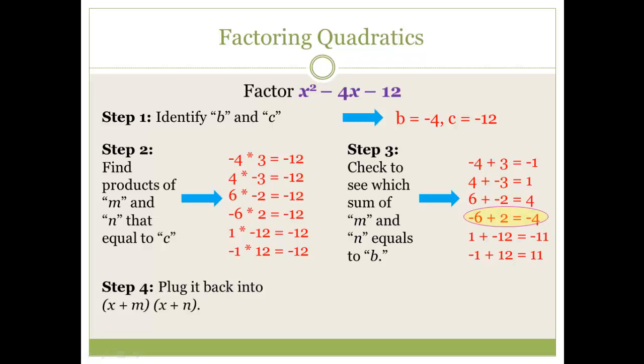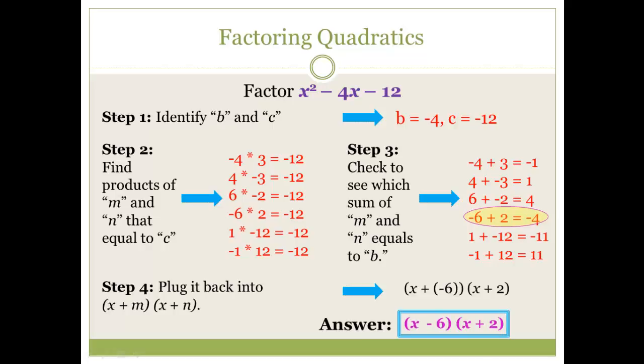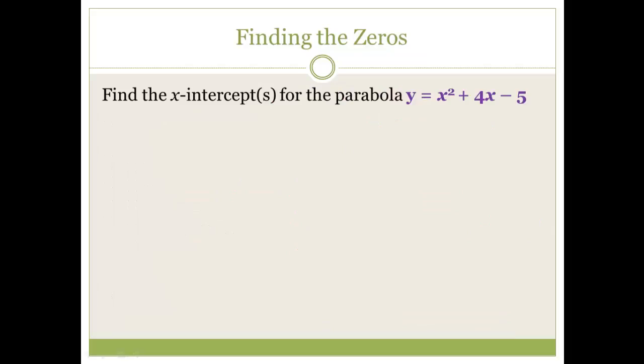You've found m and n, so plug -6 and 2 into the parentheses. It will look like this. The final answer is the quantity of x minus 6 times the quantity of x plus 2. In this example, you want to find the zeros or x-intercepts of the quadratic equation.